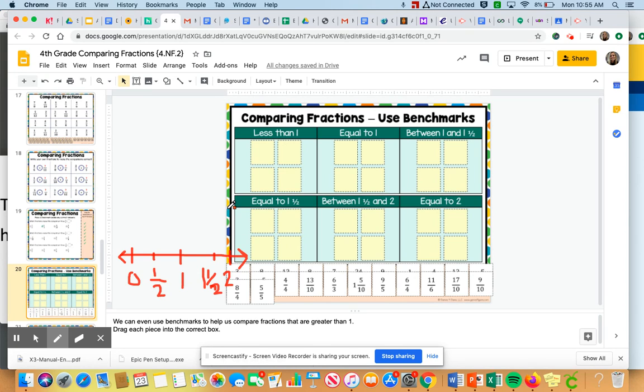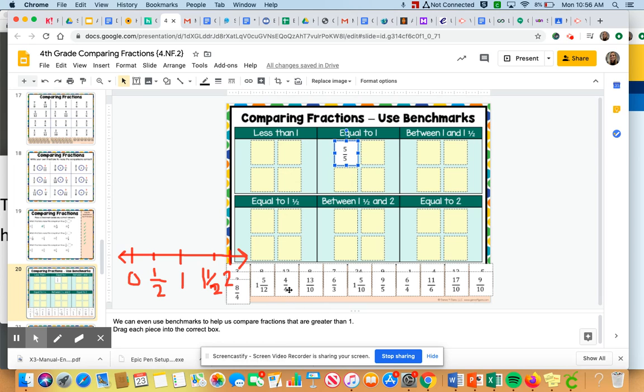Okay, so this says you have to compare all of these fractions to less than 1, equal to 1, between 1 and a half, so that would be right here. Equal to 1 and a half, that would be right here. Between 1 and a half and 2, right here, or equal to 2. So let's start with 5/5. That's super easy. I know 5/5 is the same as 1 whole. It's equal to 1.